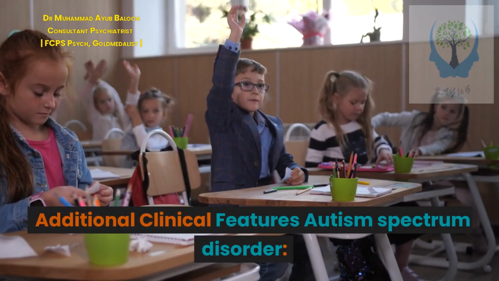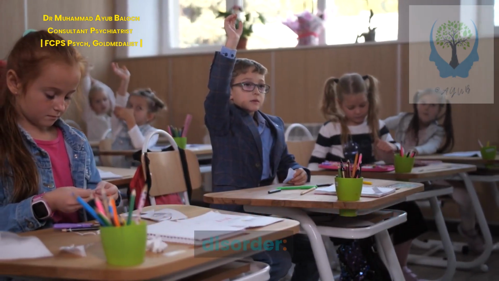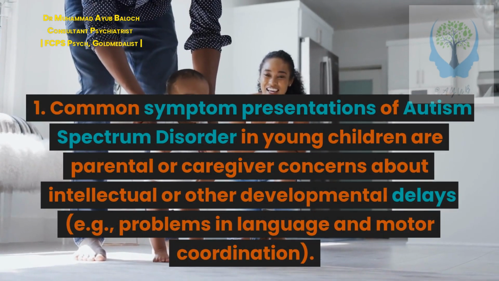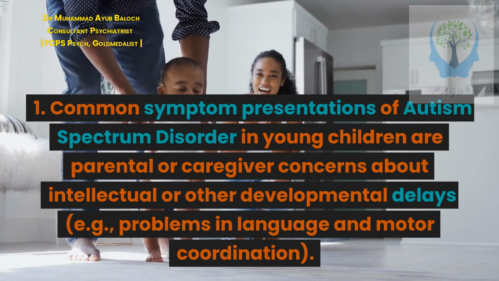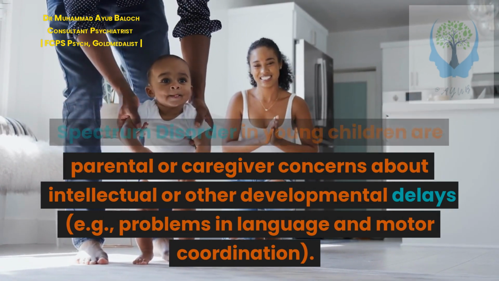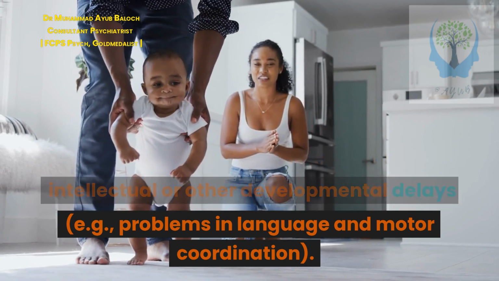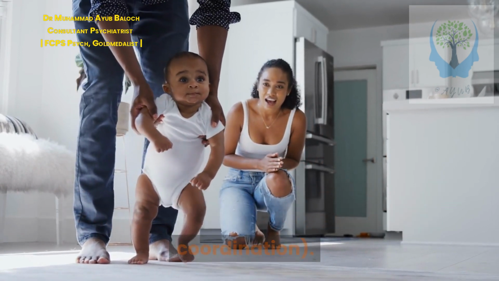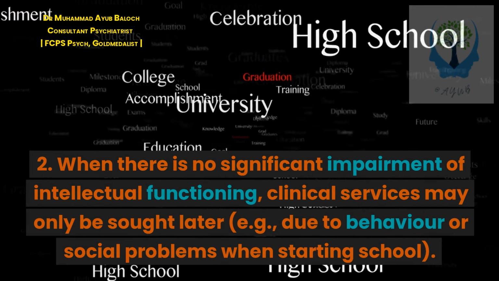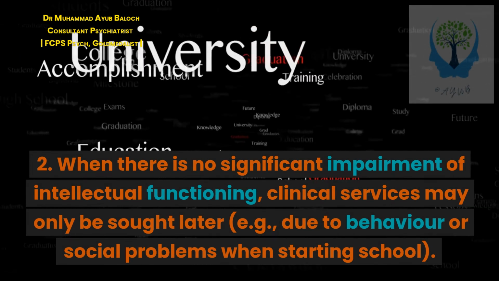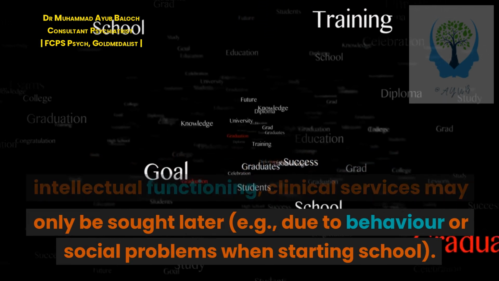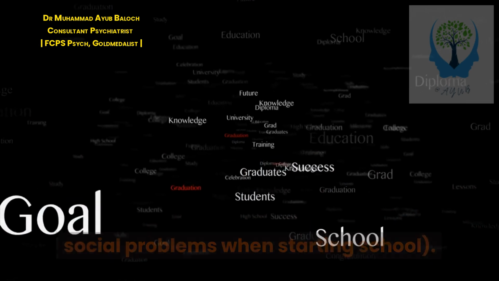Additional clinical features: autism spectrum disorder. 1. Common symptom presentations of autism spectrum disorder in young children are parental or caregiver concerns about intellectual or other developmental delays, for example, problems in language and motor coordination. 2. When there is no significant impairment of intellectual functioning, clinical services may only be sought later, for example, due to behaviour or social problems when starting school.